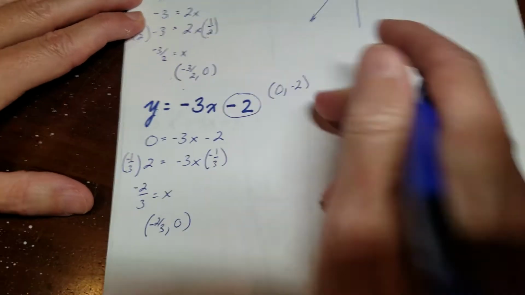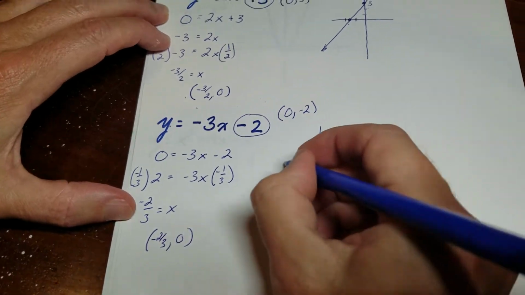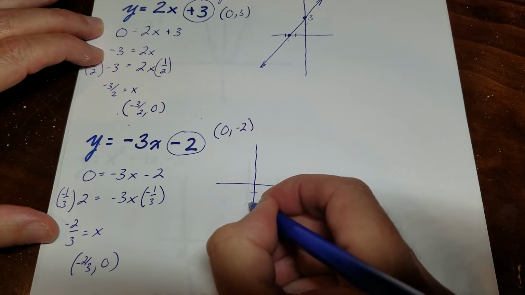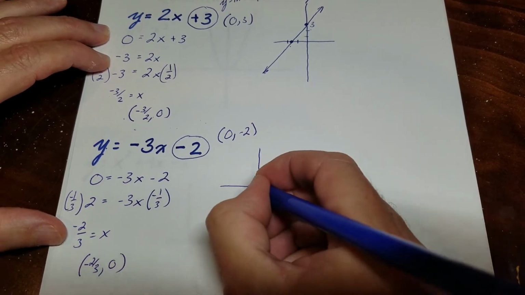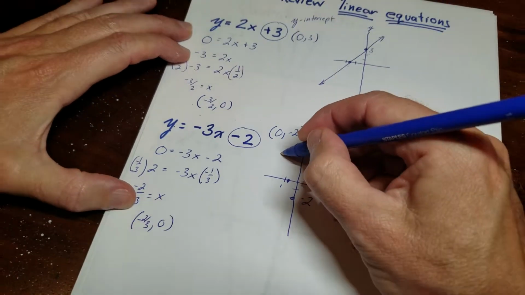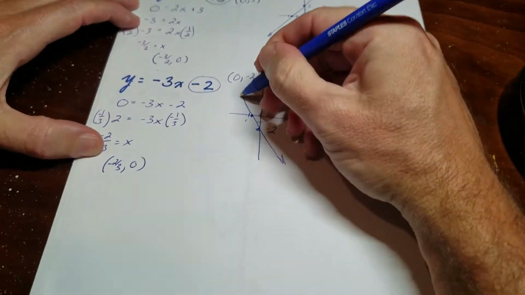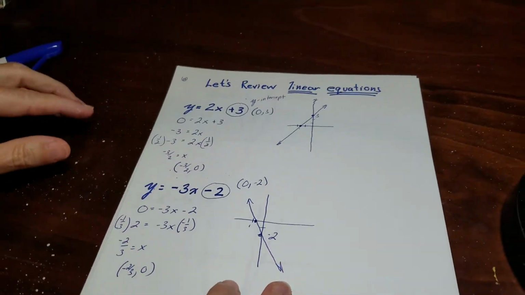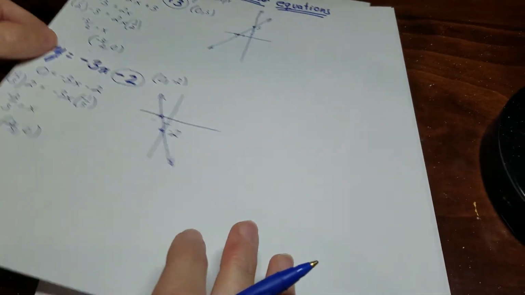So these are the 2 points, my y-intercept and my x-intercept. This one's down here at negative 2. This one's over here at negative 2/3. So if that's 1, negative 2/3 would be about here. So the line comes down like that. Again, for linear functions, we use the x and y intercepts. All of that comes into play with these quadratics.